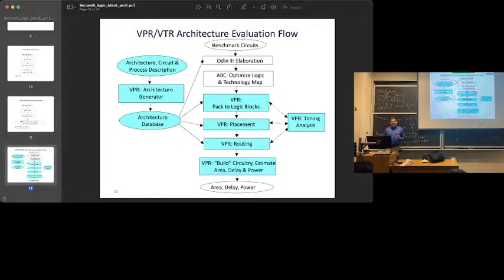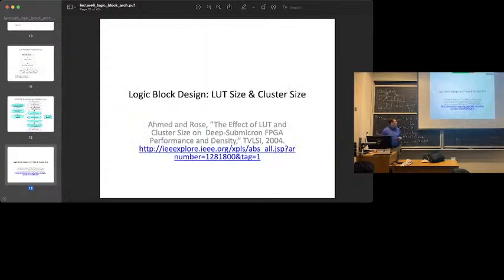I'll go on to some results that were generated from this flow. This flow has been enhanced many times over the years, and a bunch of the papers we are going to look at used various versions of it. The first one is a classic study by Professor Rose and his grad student Elias Ahmed. Professor Rose is a professor here at U of T. They looked at two of the key questions that I laid out at the start: how big should your LUT be, and how big should your logic cluster be?